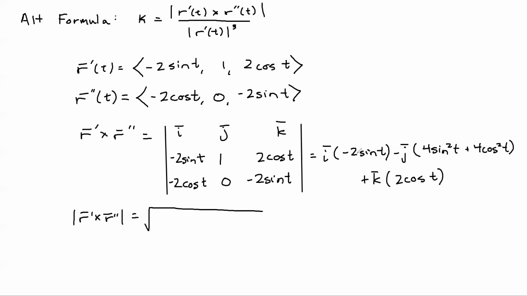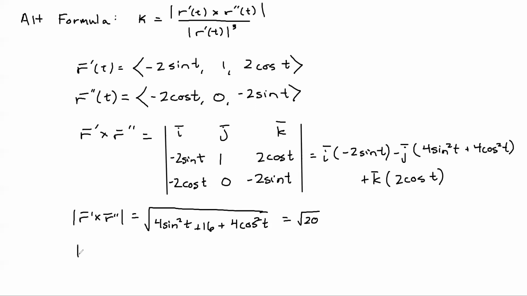So we'll have the square root of the components squared. This first one, we're going to get 4 sine squared. This 4 sine squared plus 4 cosine squared, that's just 4. So we're going to end up with plus 16 when we square it. And then we'll have 4 cosine squared. And if we combine the 4 sine squared and 4 cosine squared, we just said that's 4. So that's 4 again here. And so we're going to end up with the square root of 20.